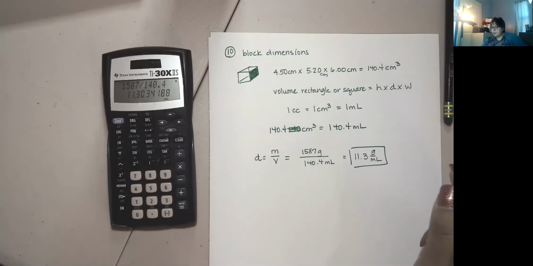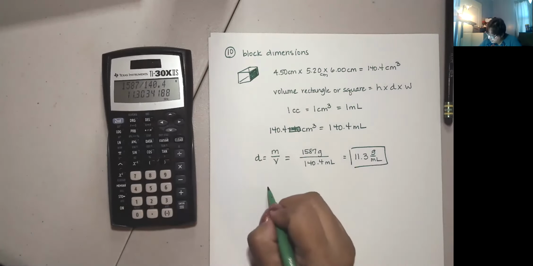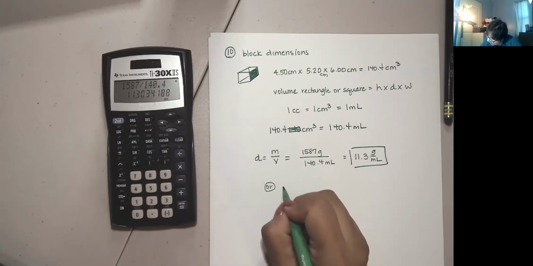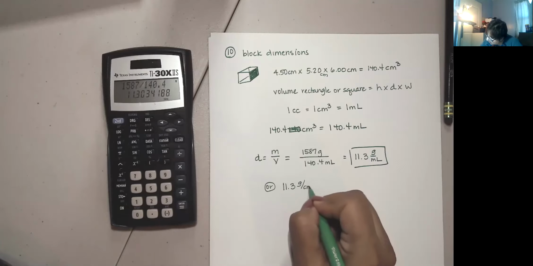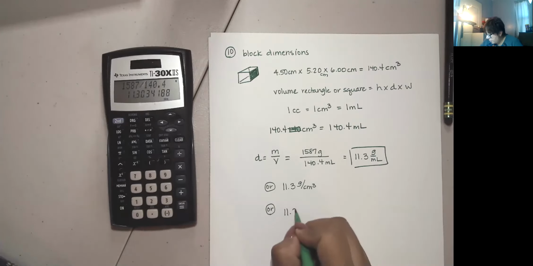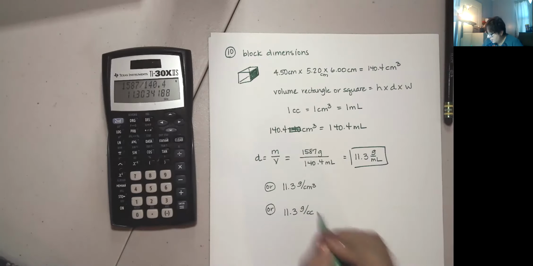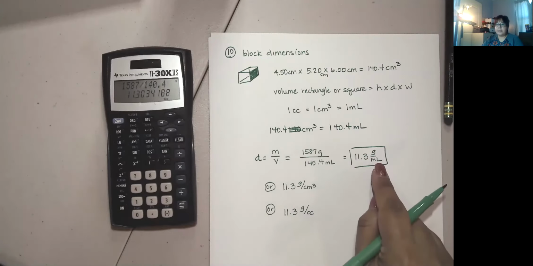Now the problem didn't state that it wanted it in grams per ml, so you could have reported the answer as 11.3 grams per cubic centimeter, or you could have also reported it as 11.3 grams per cc. That would be, technically that would be correct because the problem didn't specify. But most of the time, if the problem doesn't specify, usually we report density in grams per ml.